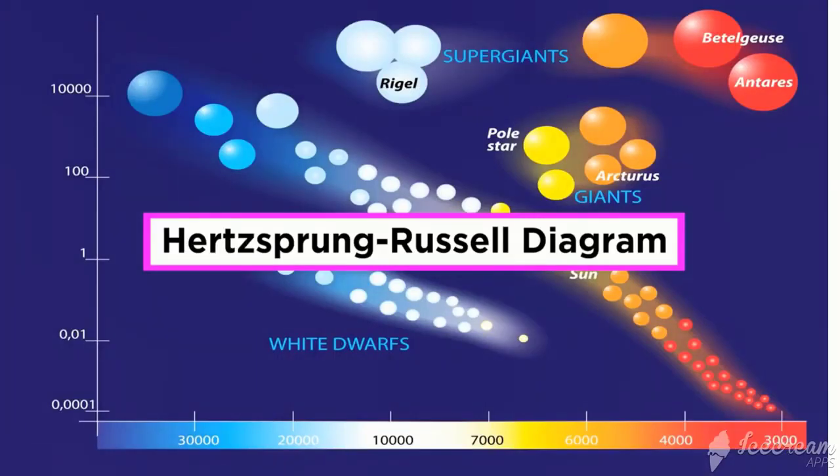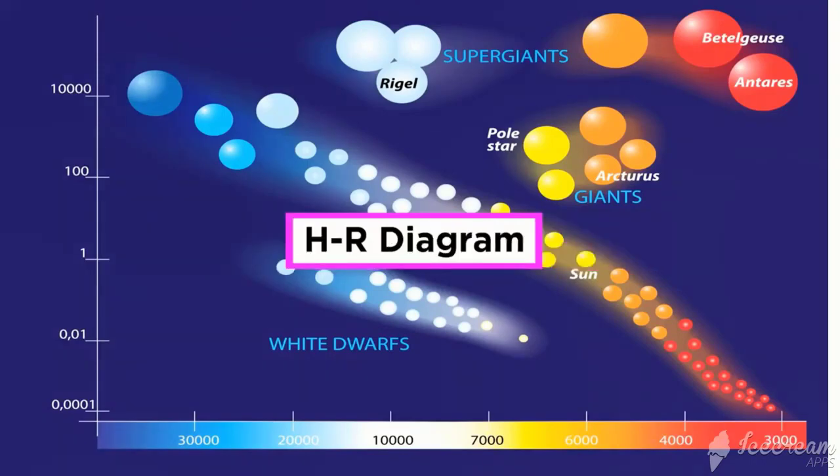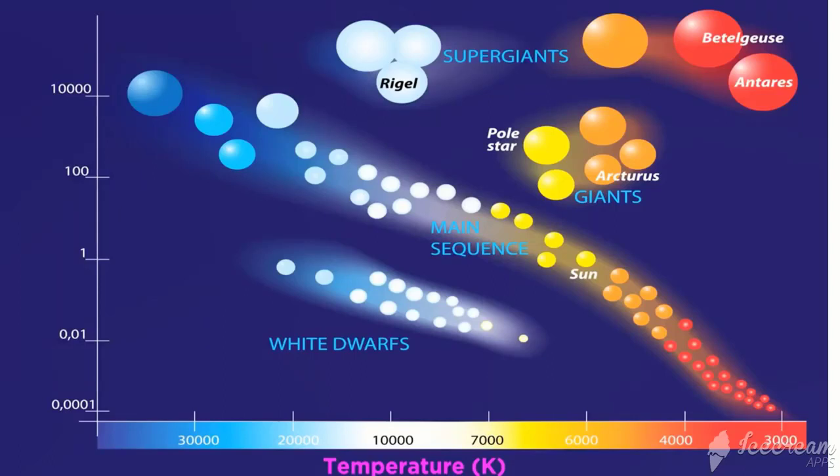All of this data regarding temperature and luminosity, as well as indirect information on mass and radius, can be represented on something called a Hertzsprung-Russell diagram, or an HR diagram for short. In this diagram, the horizontal axis shows temperature decreasing to the right, and the vertical axis shows luminosity, or the amount of energy emitted by a particular star per unit time, increasing going up.